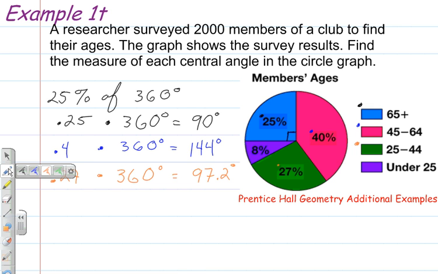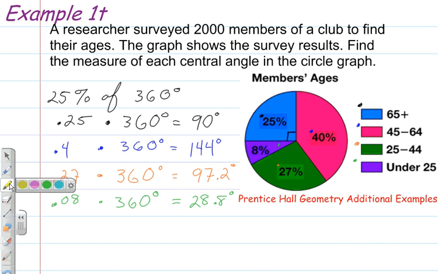And finally, now you could do this a couple ways. We're going to work with this age right here, represented with 8%, which would be the under 25 population. And that would be 0.08. That is 8% as a decimal. A lot of kids make the mistake to make this 0.8 for some reason. That's actually 80%, so 8% of 360 degrees would give you 28.8 degrees. So there we have found the measure of each central angle, and if we were to add those up, that would give us 360 degrees.